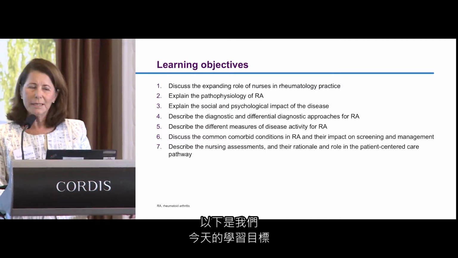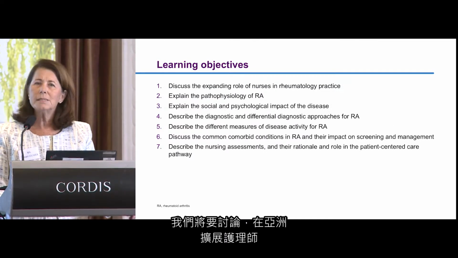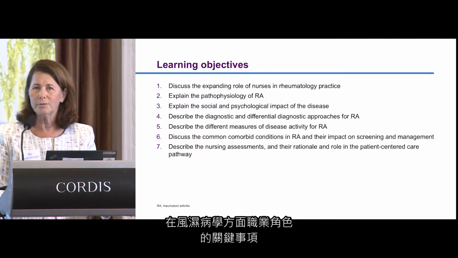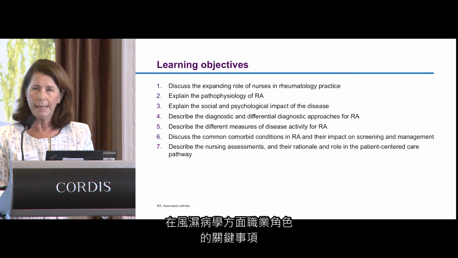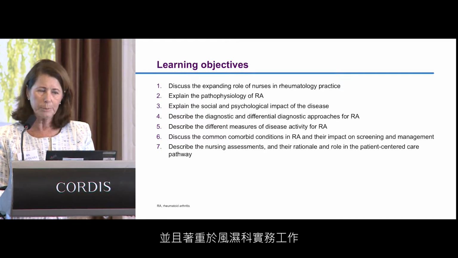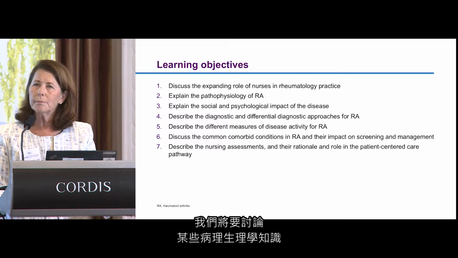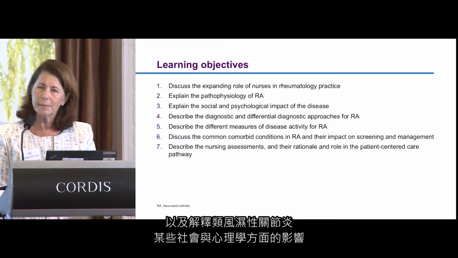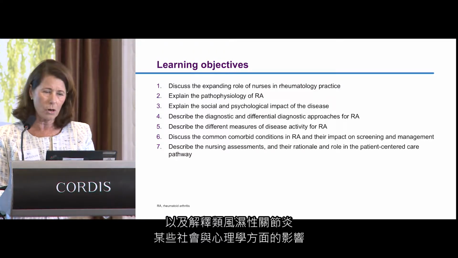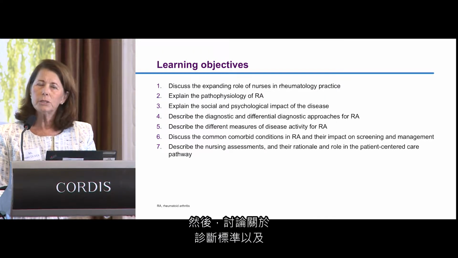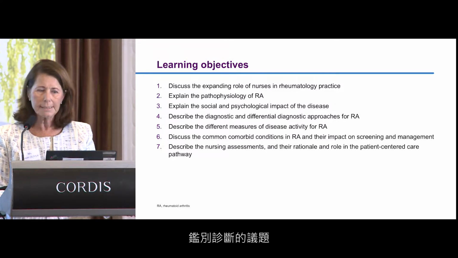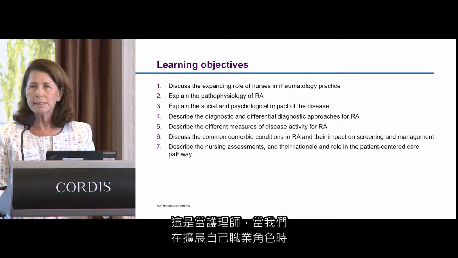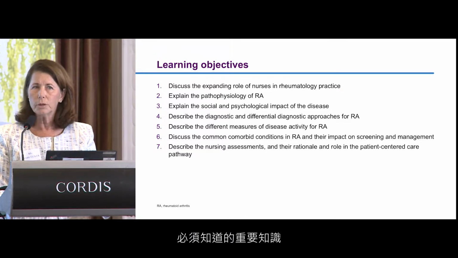And here are our learning objectives for today. We're going to discuss, really the key thing we're all looking at, expanding the role of nurses in rheumatology in Asia and look at rheumatology practice. We're going to look at some pathophysiology and explain the social and some of the psychological impacts of RA, and look at some of the issues about diagnostic criteria and differential diagnosis. And that's important for us to understand as nurses as we extend our roles.